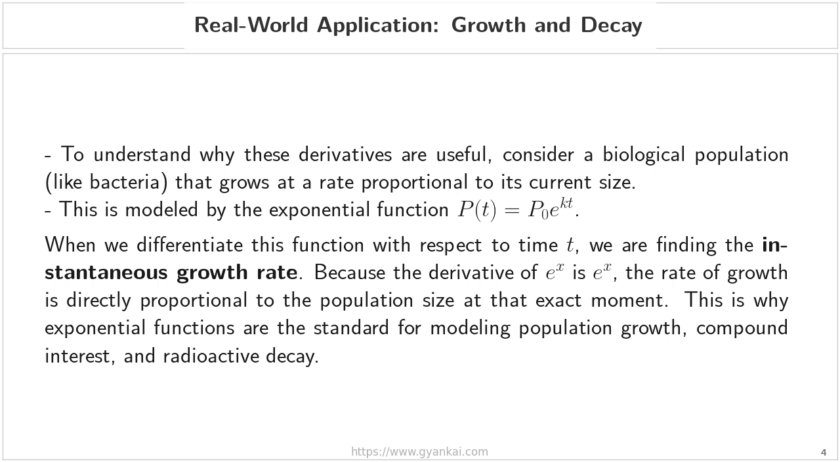Recall from our previous discussion on the natural exponential function that the derivative of e to the power of x is simply e to the power of x because of this unique property. The rate of growth in our population model is directly proportional to the population size at that exact moment. This mathematical relationship is precisely why exponential functions are the standard choice for modeling various phenomena, including population growth, compound interest in finance, and radioactive decay in physics.